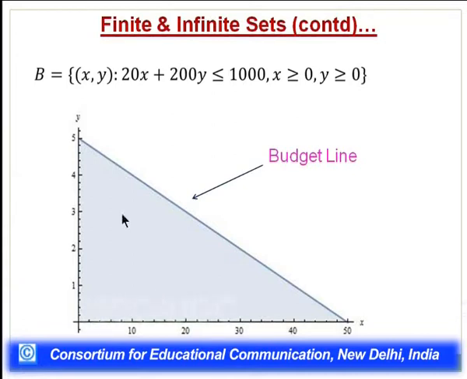So diagrammatically, the budget set is the area enclosed by the axes and what is known as the budget line. The budget line, if you follow the movement of my cursor here, gives us all the feasible consumption bundles that you can buy if you fully exhaust your income. So the equation of the budget line would be 20x plus 200y is equal to 1000. If you fully exhaust your income, you'll be on the budget line, but if you are spending less than your income, you'll be somewhere within the set shaded in blue. So this clearly is an example of an infinite set.